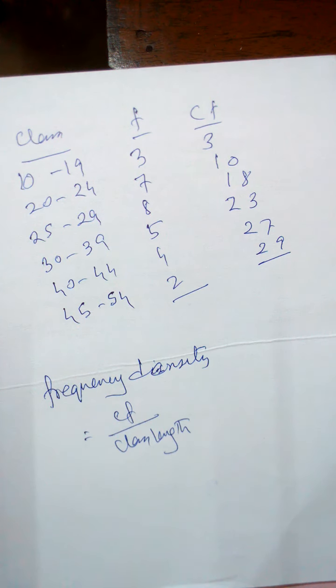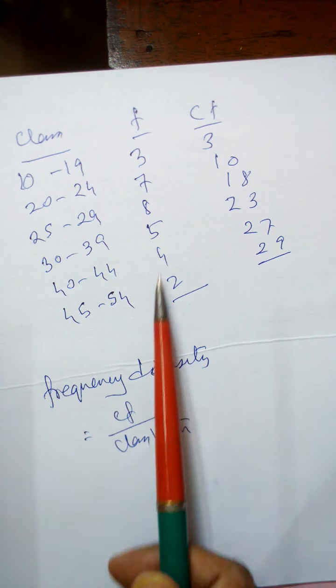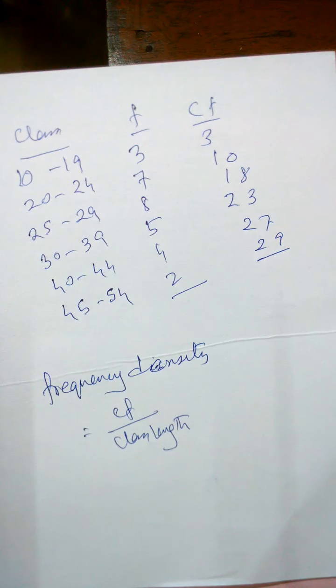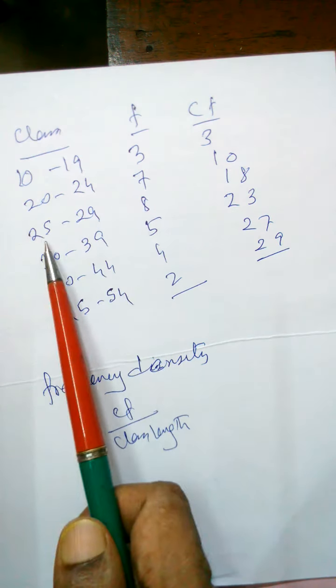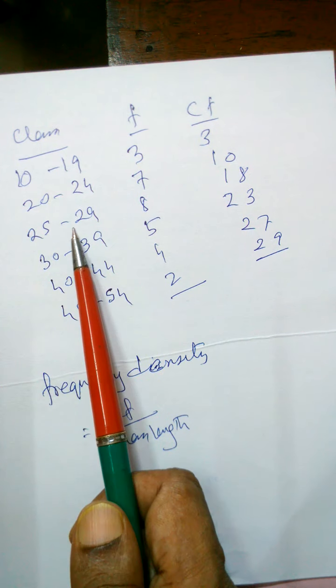So suppose I am asking what is the frequency density of the third class. Third class means 8 is the frequency. Look at the third class, frequency is 8. But what is the length of the class? Length of the class is 5. Why 5? 24.5 to 29.5. Mind it, 24.5 to 29.5.